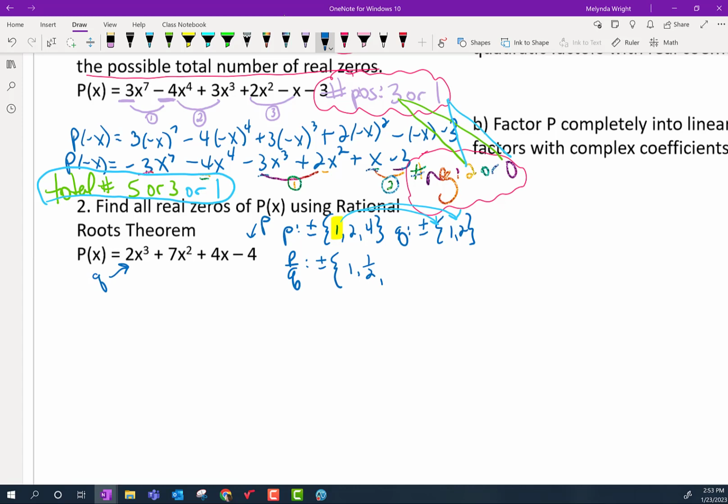Then I take the 2. 2 over 1 is 2. 2 over 2 is 1. Well, I already have 1, I don't need to write it again. Then I take the 4. 4 over 1 is 4. 4 over 2 is 2. I already have it.